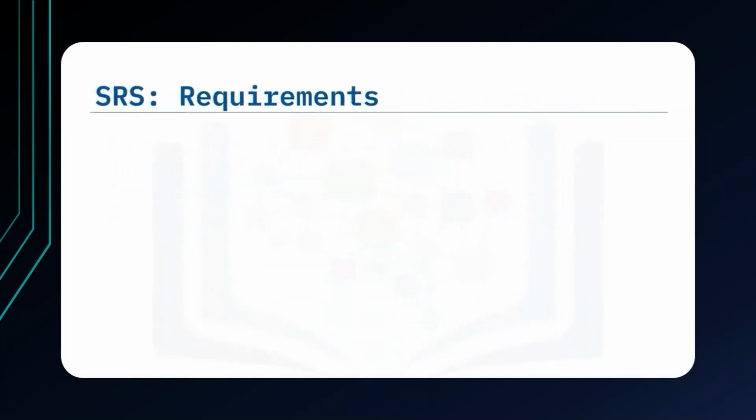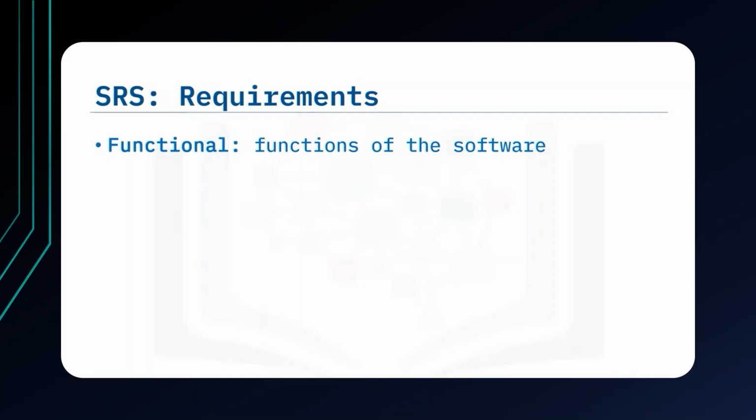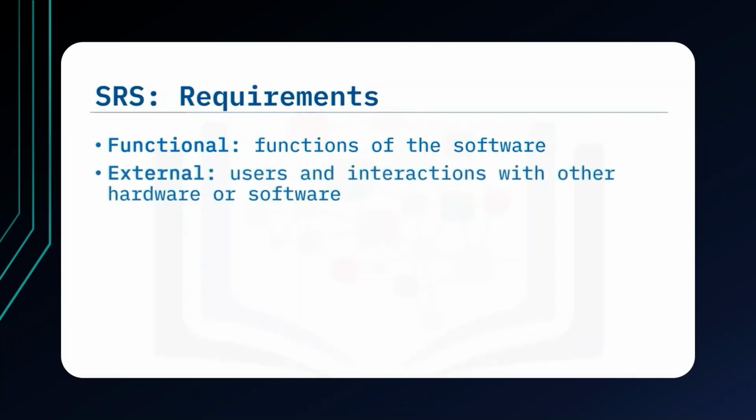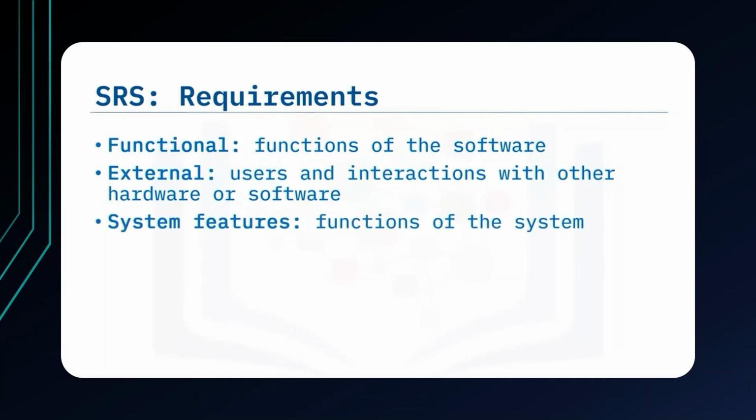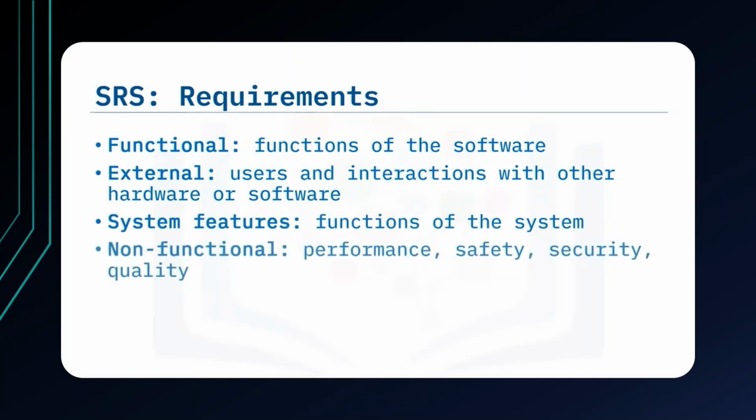Requirements can be classified into 4 categories. Functional requirements are those that cover the functionality of the software. An external requirement addresses the behavior of the software in relation to external entities such as users and interaction with other hardware or software. System features are a subset of functional requirements. These are required features for the system to function. There are also non-functional requirements such as specifying performance, safety, security, and also some quality standards.